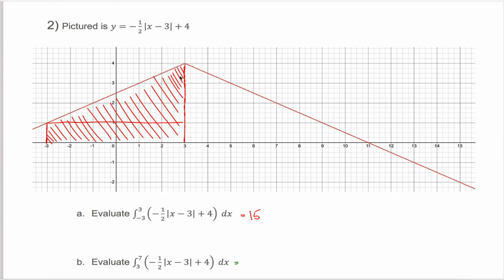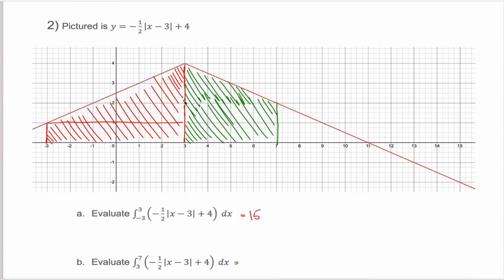The area from 3 to 7, here's 3, here's 7, underneath the curve, negative 1/2 times the absolute value of x minus 3, plus 4, same curve that's shown. Evaluating this definite integral is just figuring out how much area is shaded in green. We can again do the rectangle triangle argument. Let's see, we got a rectangle here that is 2 by 4, so it's got area 8, and we got a triangle here that is 2 by 4, so it's got area 4. 8 plus 4, I believe the area shaded in green is 12.